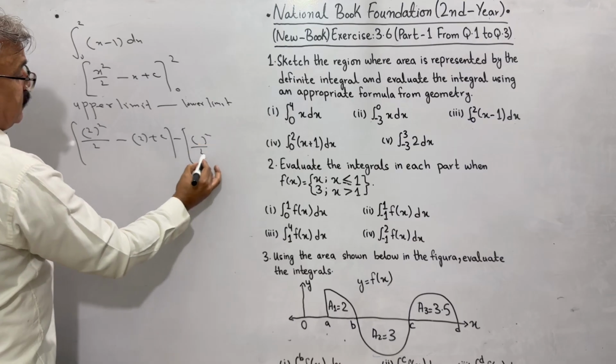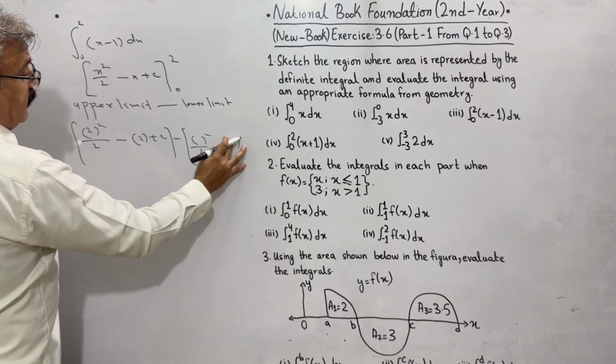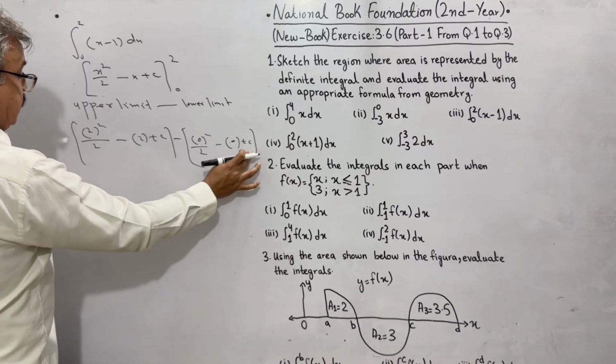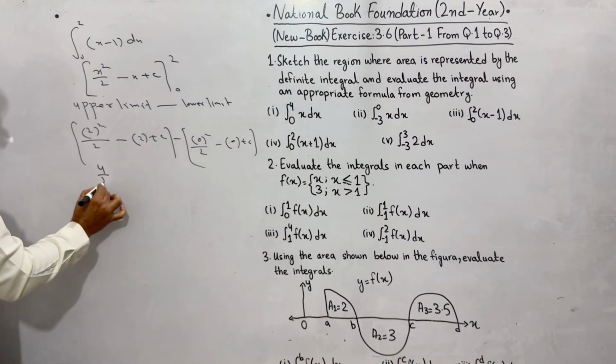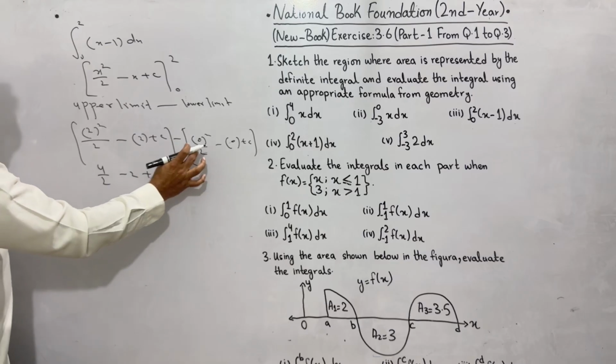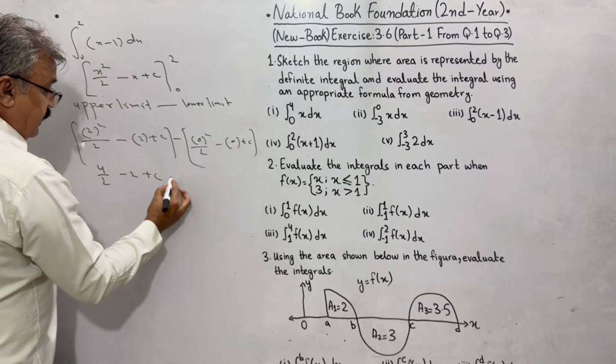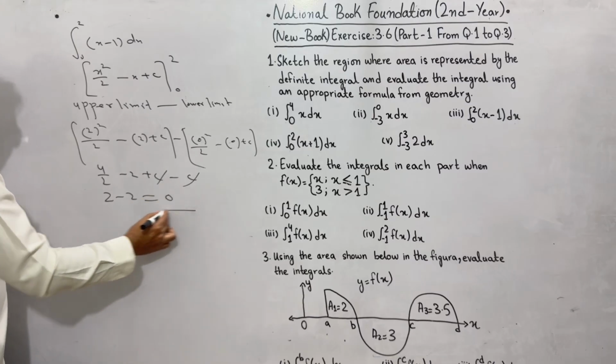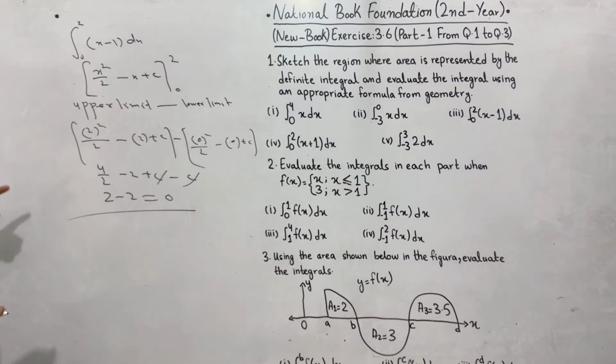Now 0 square over 2 plus c. Lower limit is 0. It's all 0, only c is left. It will become 4 over 2 minus 2 plus c. Positive c and negative c cancel out. 4 over 2 is 2. 2 minus 2 is 0. 0 is our correct answer.